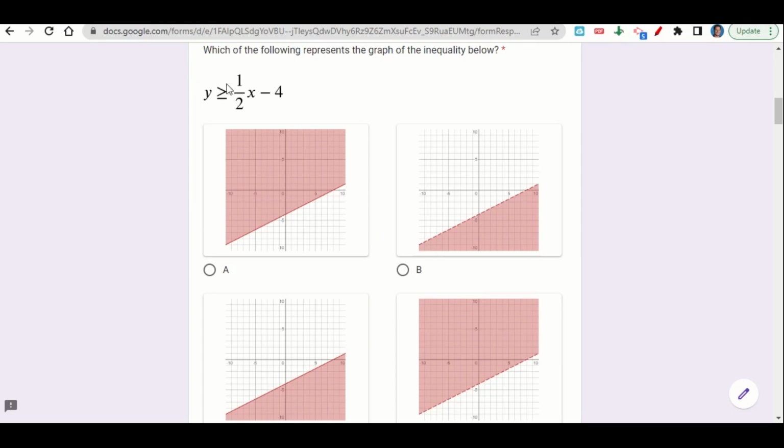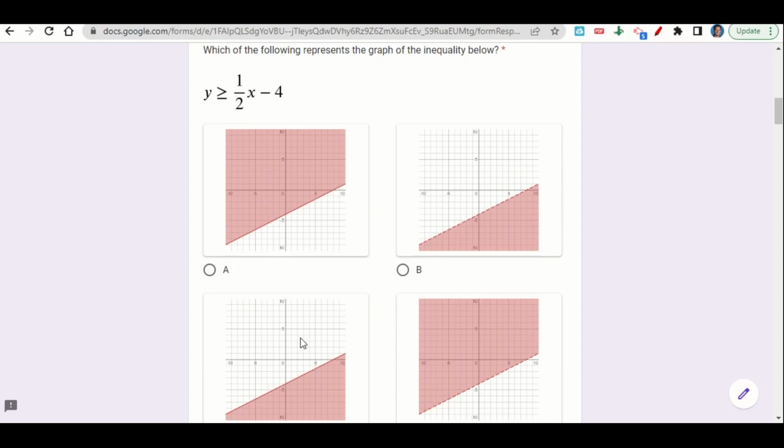So let's go ahead and treat it like it's an equal sign. So we should have a y-intercept at -4. Well, we notice all of them have a y-intercept at -4. And our slope is 1/2, so we go up 1, right 2. And if we notice, all of them have a slope of 1/2. So really all we need to care about is the type of line and the shading. But we should notice that they did add something extra, so we should too. So it's going to be a solid line.